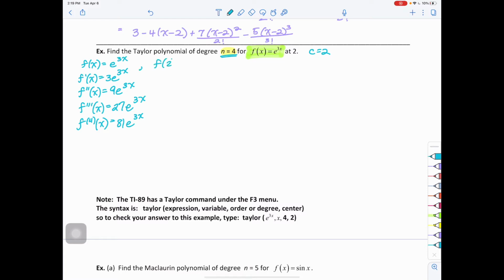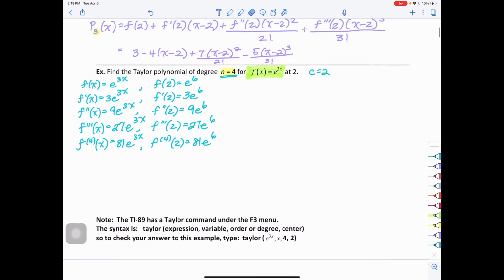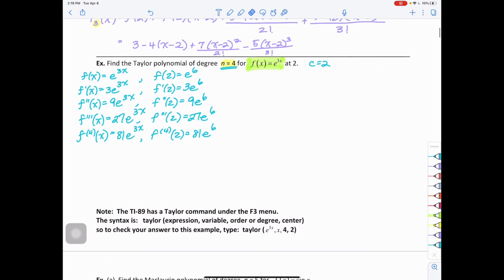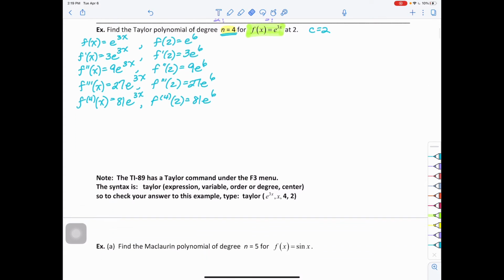So f of 2 is e to the 6th. F prime of 2 is 3e to the 6th. F double prime of 2 is going to be 9e to the 6th. Third derivative at 2 is 27e to the 6th. And that fourth derivative evaluated at 2 is 81e to the 6th. So we had to find these this time. They were not given, like they were in the previous example. So now I think we're ready to go.